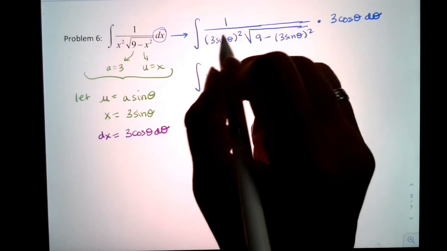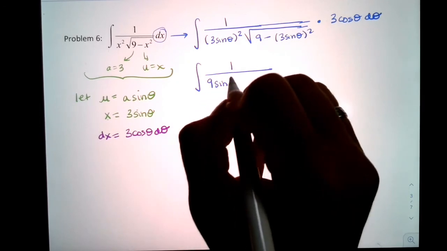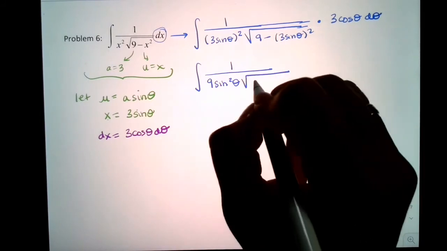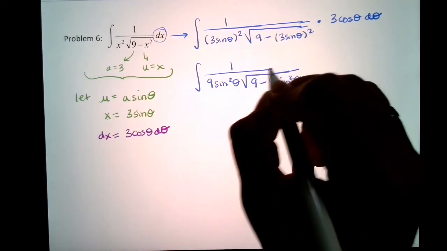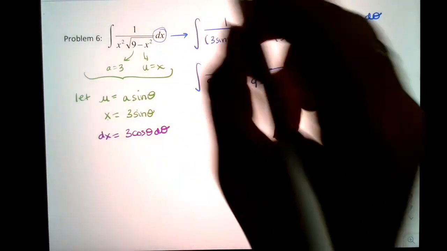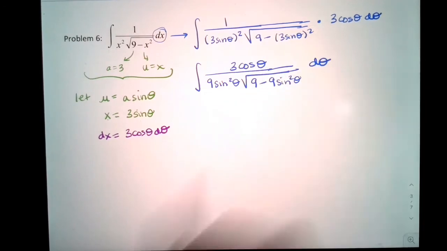When you're squaring a monomial like this, you have to square the number and the trig function. Make sure that I do that. Same thing under this radical, right? I'm going to square the number and the trig function. And I think I'm just going to put the 3 cosine up here in the numerator. I don't like it when it's off to the side. I feel like I'm going to forget about it.